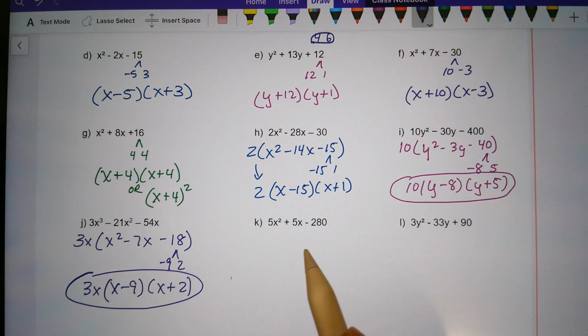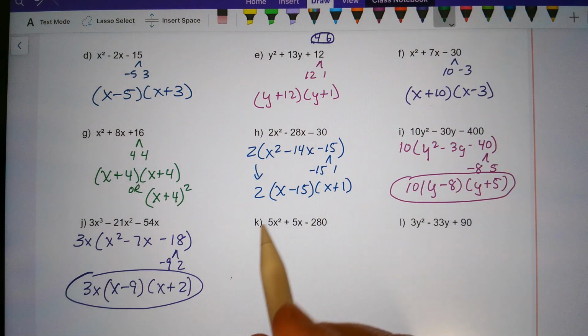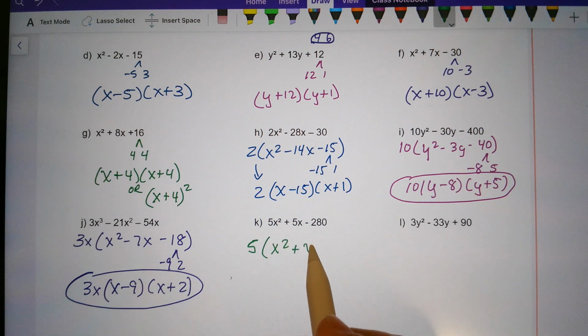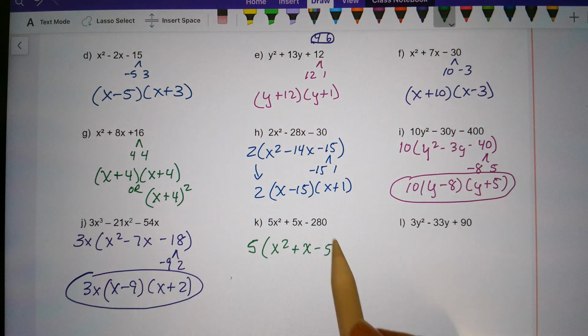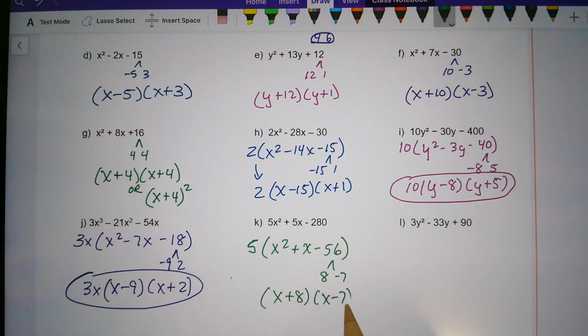K, there's a GCF of 5. Factoring out 5, we have x squared plus x minus 56. And then the factors of negative 56 that sum to positive 1 are 8 and negative 7. X plus 8 times x minus 7, bring down the GCF 5.